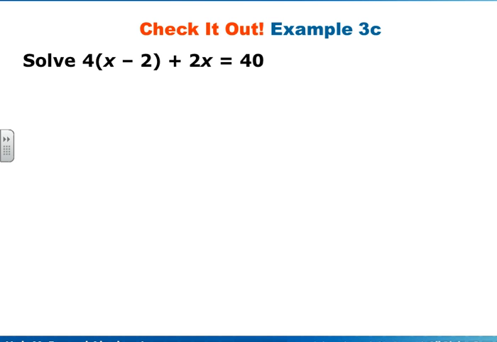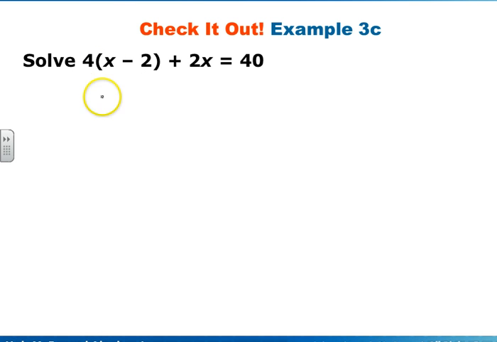Alright, so go ahead and try this one. Let's see how you guys are doing. Pause. Solve it. Okay, good. Alright, so let's go ahead and solve this one. Let me switch back to pen.